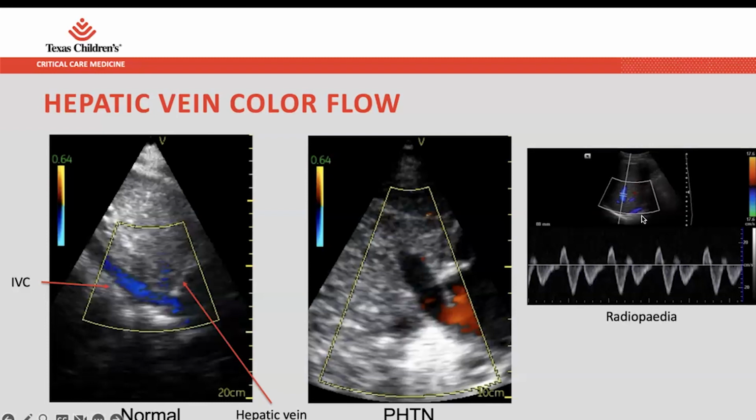And then this is just to demonstrate what normal hepatic vein flow would be. This is taken from Radiopaedia, where we put the pulse wave Doppler gate into the hepatic vein, and we can see the S and D waves, and a little bit of an A wave there, with systole happening right about here, ending right about here, and this is the beginning of diastole right here.